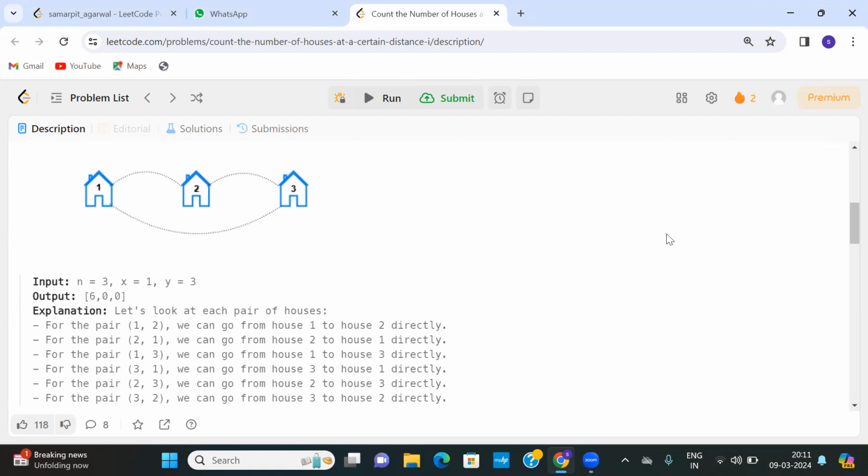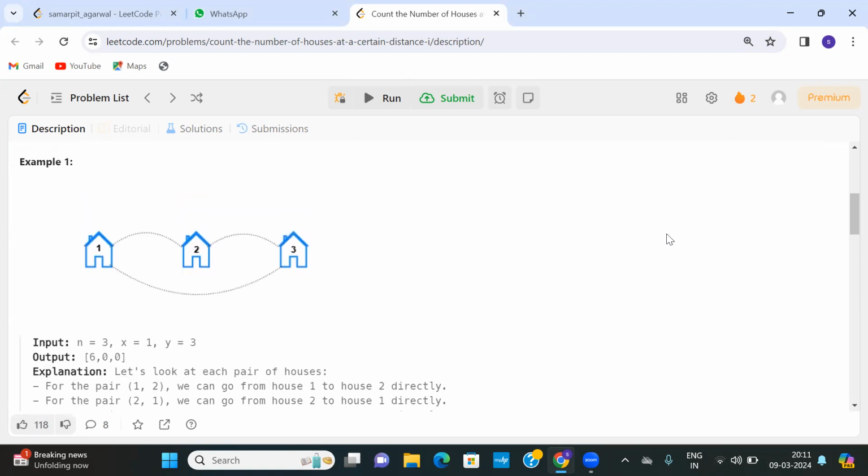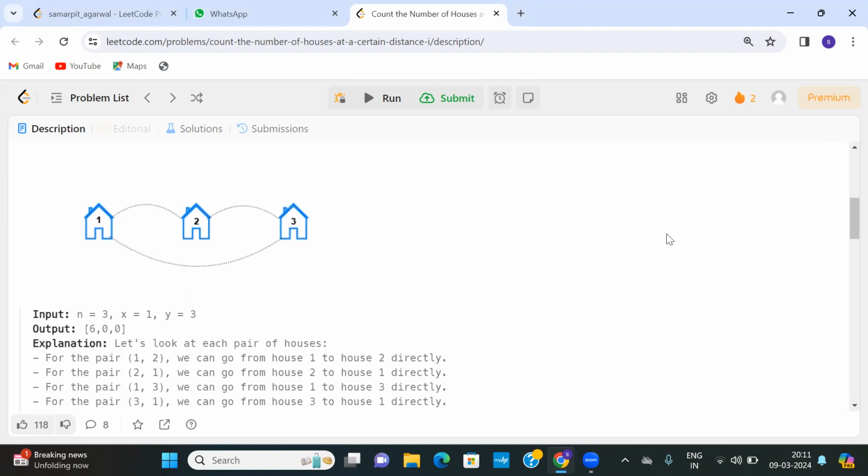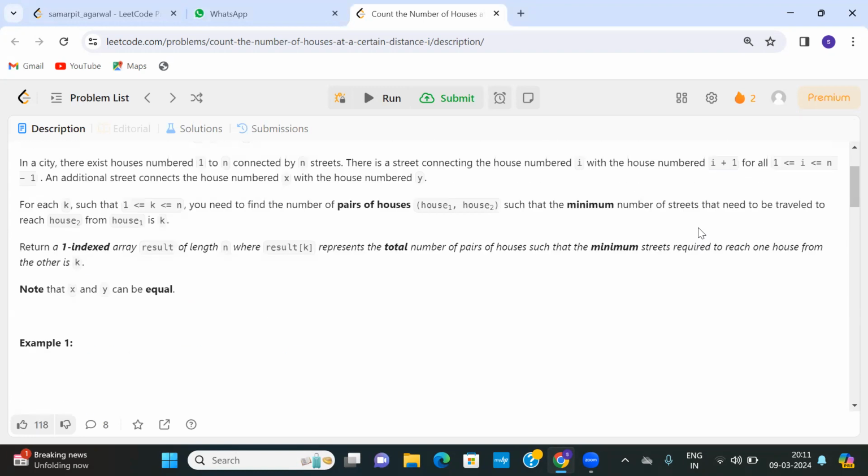I hope now the question is clear to you all. We are given three values n, x and y. N denotes the number of houses, and there is always a street connecting the adjacent houses, meaning I to I plus 1, like 1 to 2, 2 to 3 and so on. And there exists an additional street which connects x to y, and x and y values are already given. So this is the basic question.